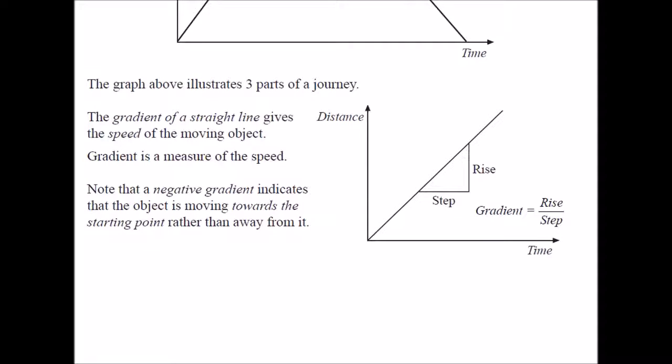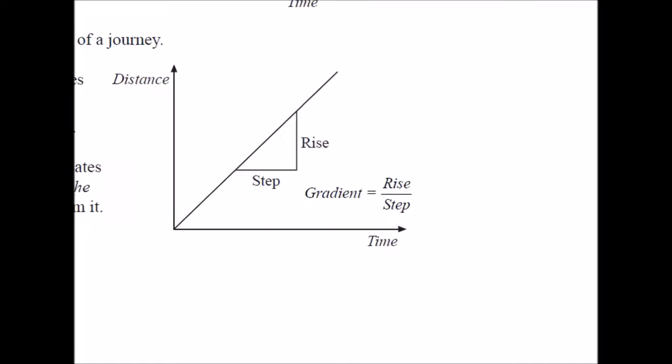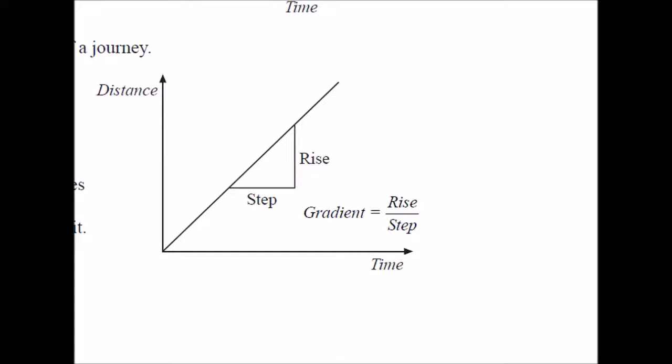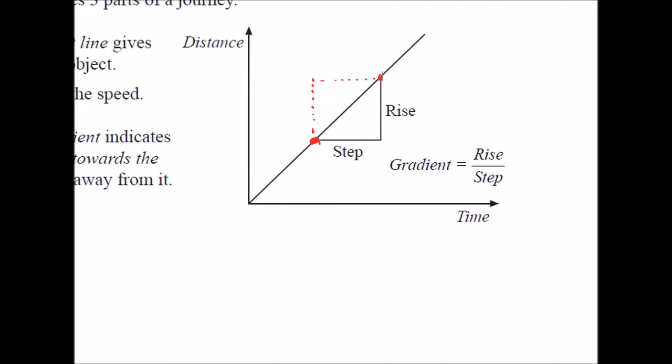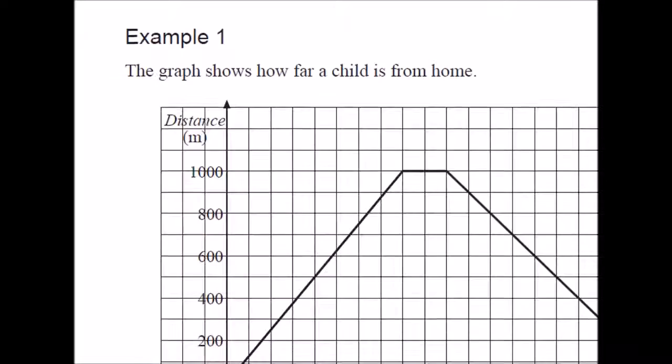I mentioned speed earlier on. If we have a distance time graph like that, we can actually calculate the speed from it. If we look at the change in distance between any two points, from here to here, the change in distance is like the rise, and we divide that by the time taken, because speed of course is distance divided by time, we get the speed that we're looking for. So we can calculate speed from a graph by doing the rise divided by the step.